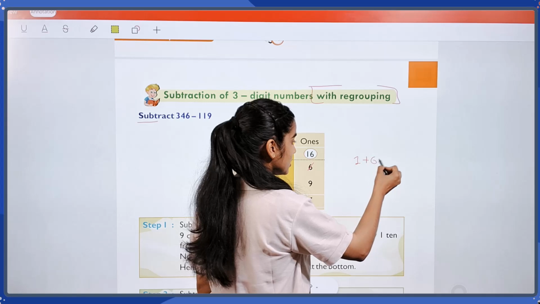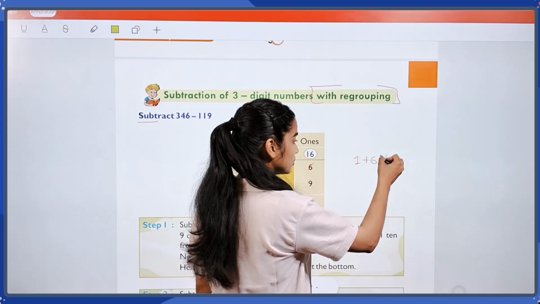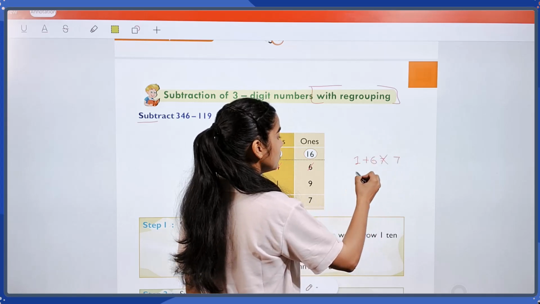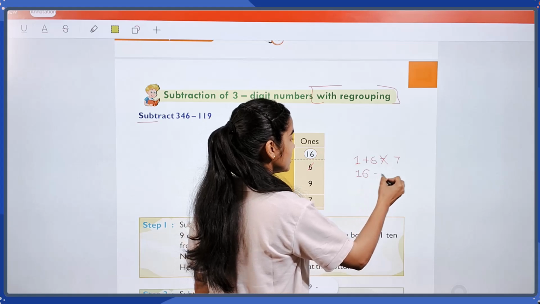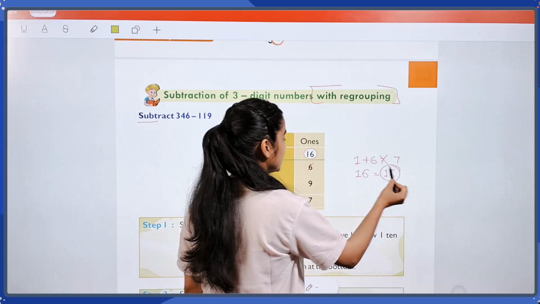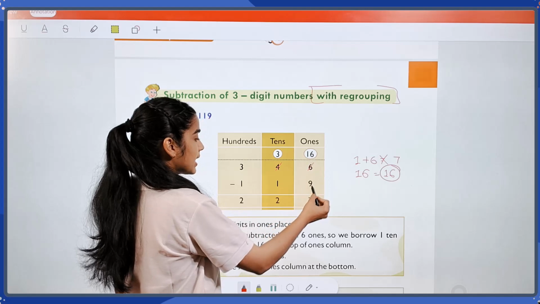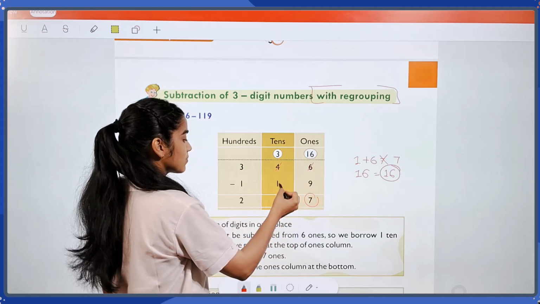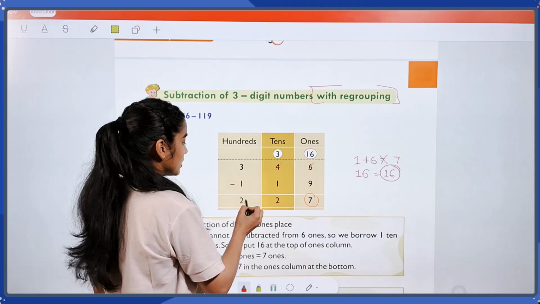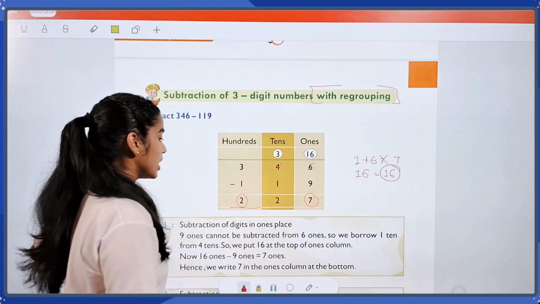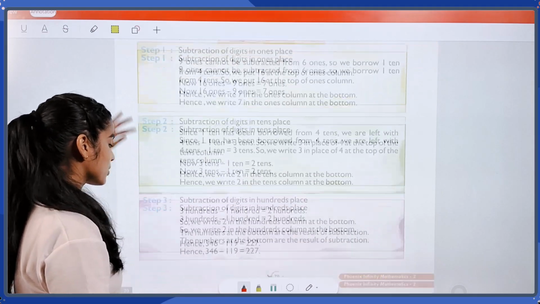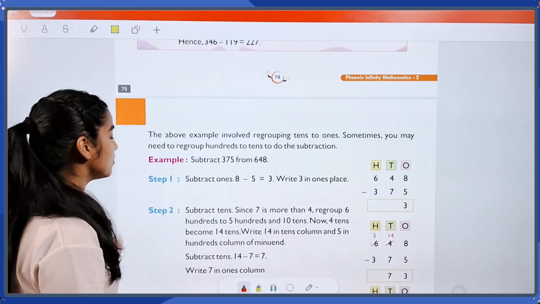Always make sure when we take a carry, never add it. 1 plus 6 is 7, you don't have to do this. This is a wrong way. What you have to do? 1 and 6 is 16. So you have to write it in this way. So 16 minus 9 is 7. 3 minus 1 is 2. 3 minus 1 is 2. So your end answer is 227.